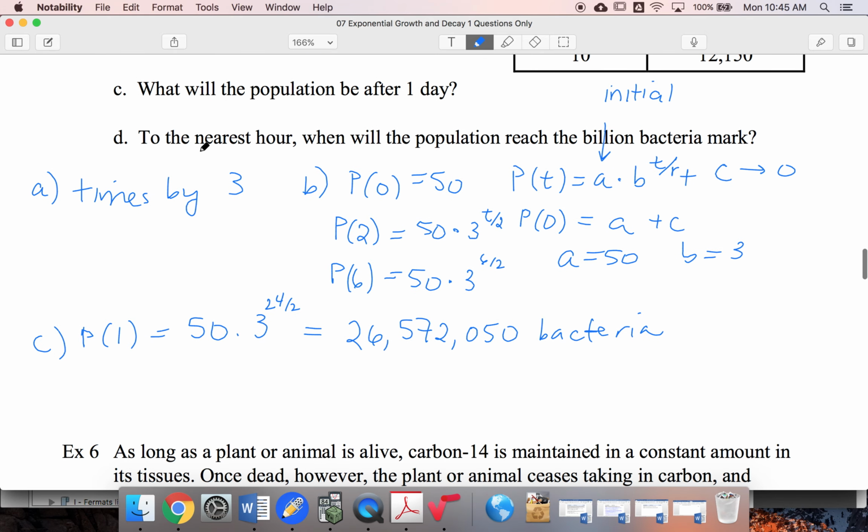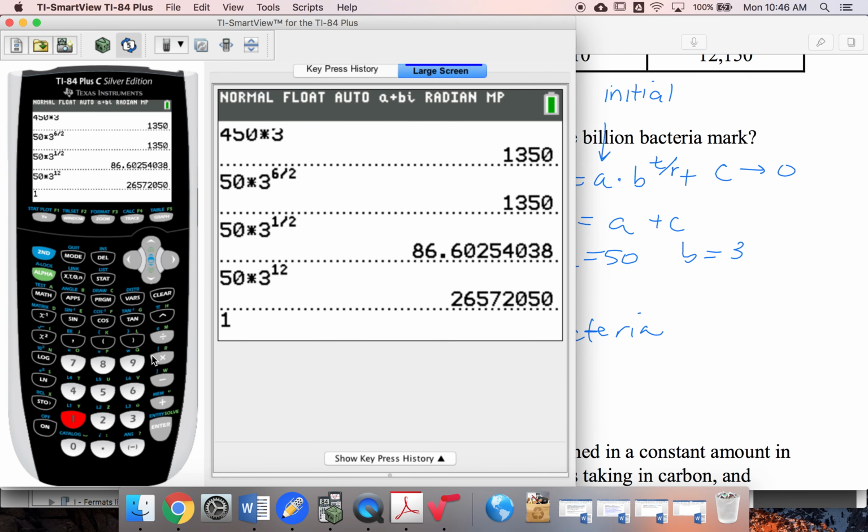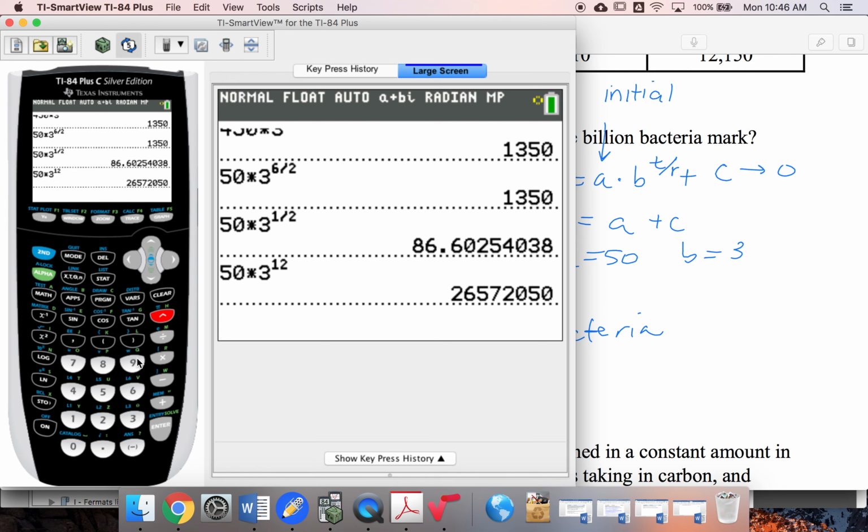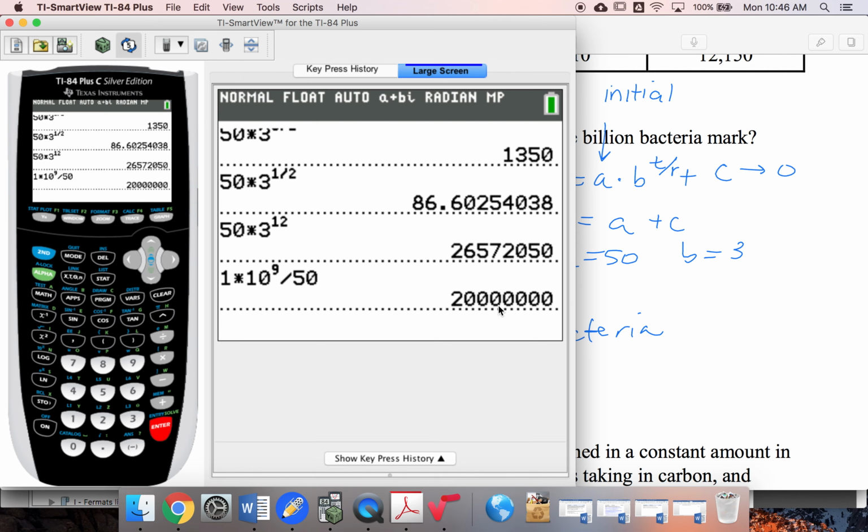All right, so now to the nearest hour, when will the population reach the billion mark? So I want my population to be 1 billion. So there's my millions, 100,000s, equals 50 times 3 to the t over 2. And now I can use logs to solve this. So first I'll divide by the 50. So a billion is 1 times 10 to the 9th. And then I'm going to take that and divide by 50. And I'll get my 20 million.